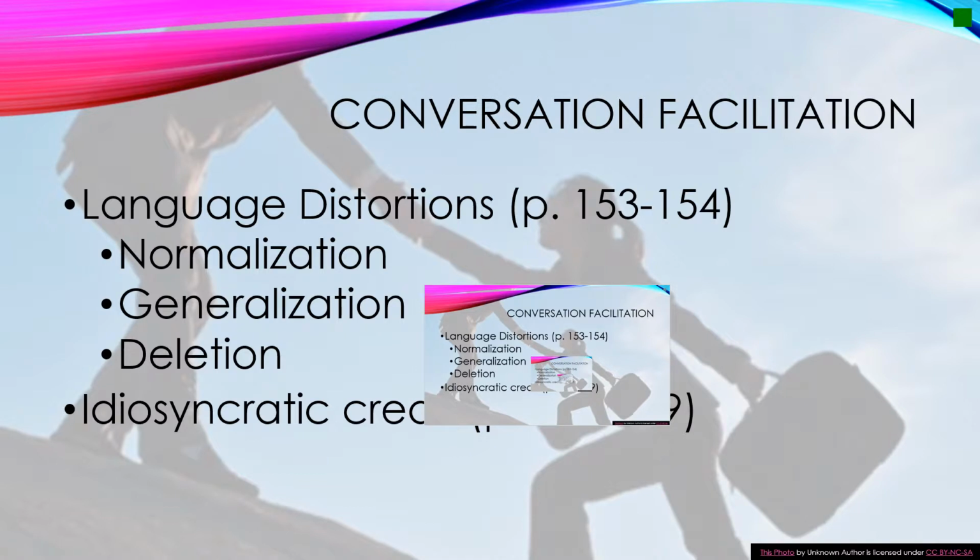As you read through this chapter, think back to the things you've learned in your own Bible study and from the text about messy relationships, and decide where you can apply biblical principles to the things that are given in this chapter. The 3 types of language distortions are normalization, generalization, and deletion.